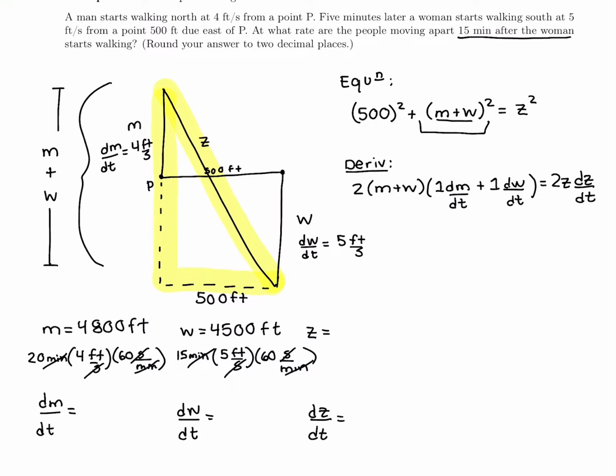He's been walking for 20 minutes. He's made it 4,800 feet. The woman, who is walking a little bit faster at 5 feet per second, has only been walking for 15 minutes, but she's gone 4,500 feet. So let's see if we can figure out this other variable here.